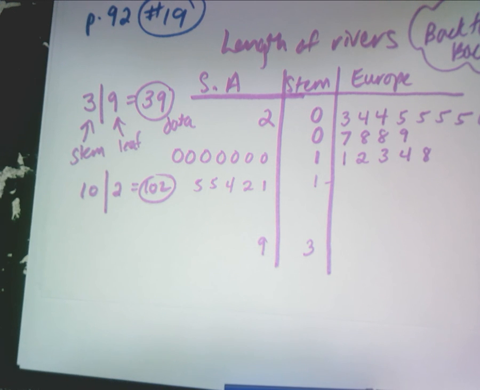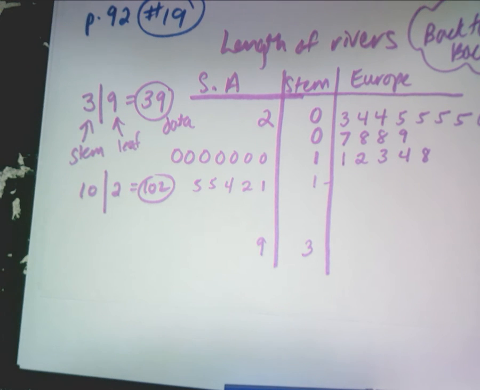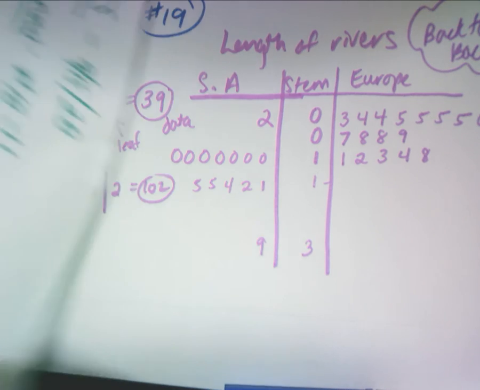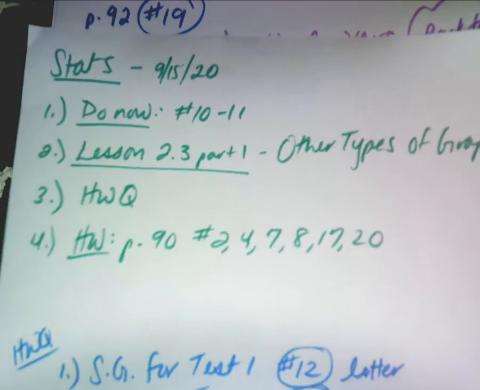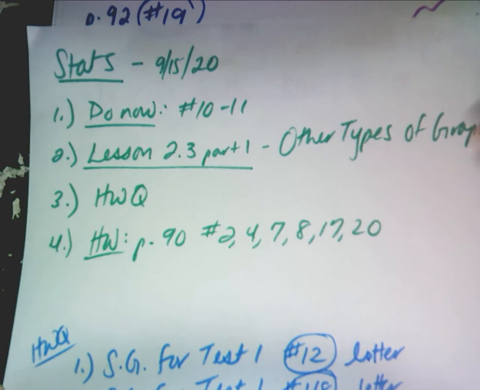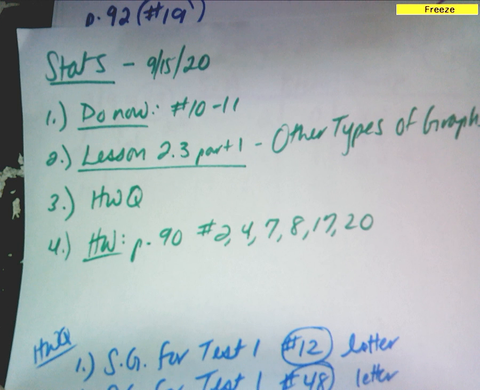So that's it. All right, kids. Now, the rest of the 40 minutes, 40, that's a 4 and a 0, is for you to do 2, 4, 7, 8, 17, and 20. You can do this. You can then show it to me for credit.